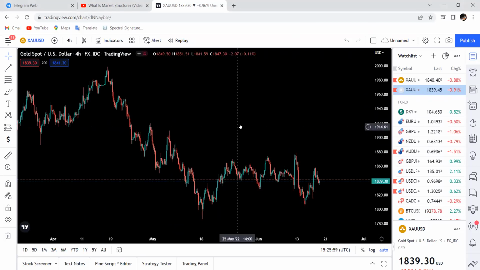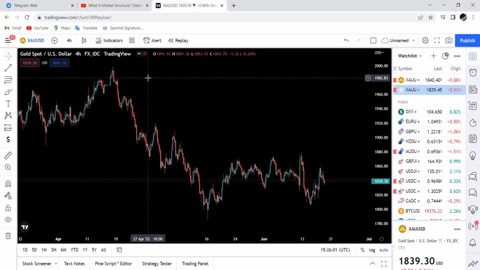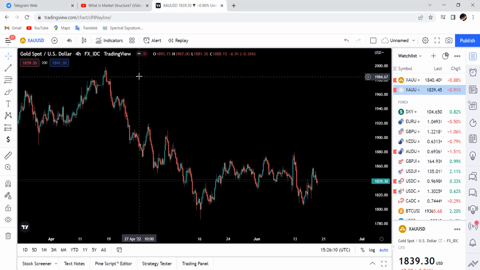So let's look at this. What kind of market is this? Is it an uptrend or a downtrend? Let's look at this very well. It's a downtrend. Because you are having something like this, right?